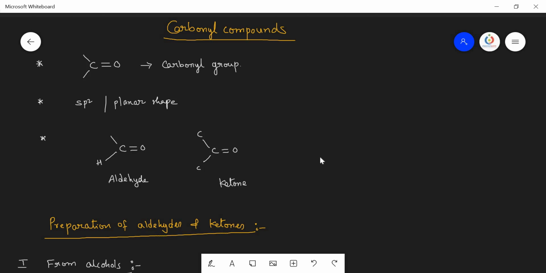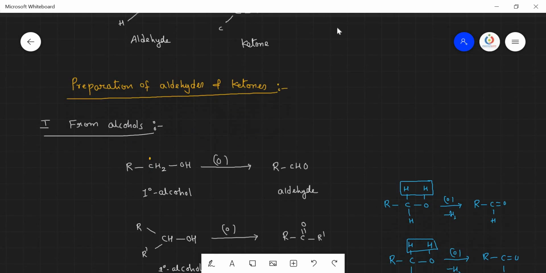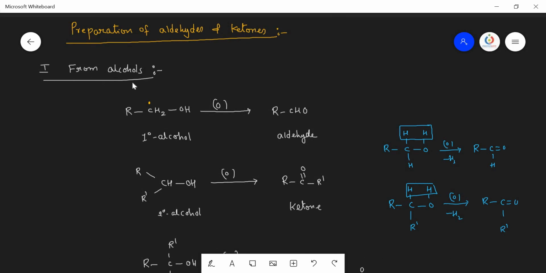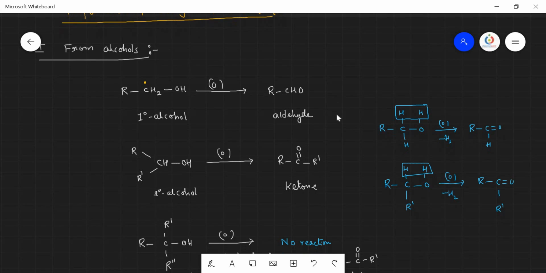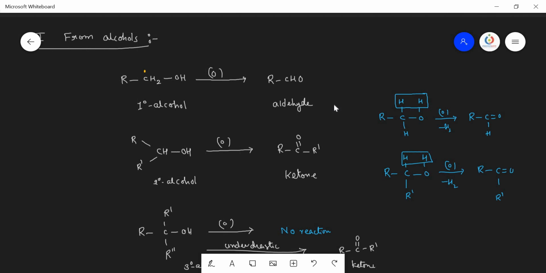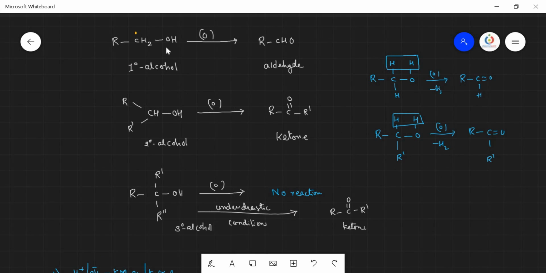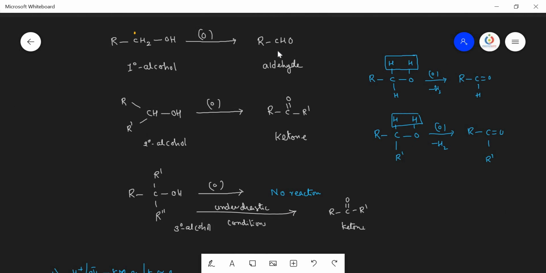Now let us see the preparation of aldehydes and ketones. Let us see from the alcohols topic first. From alcohols, usually an oxidation gives the respective carbonyl compounds. Now let us see primary alcohol, secondary alcohol and tertiary alcohol. Primary alcohols on oxidation give the aldehyde with mild oxidizing agents, and with the strongest oxidizing agents they give the carboxylic acids. We shall discuss what type of oxidizing agents are to be selected.